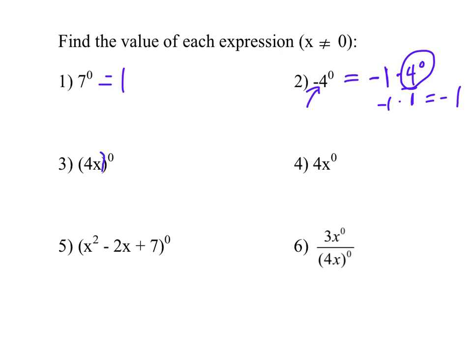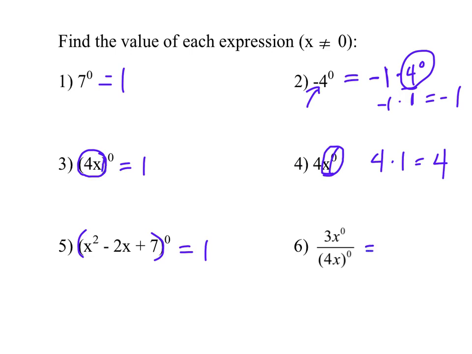So this is what I'm saying. These parentheses here combine the whole thing so that the whole thing is being raised to the 0 power. So the whole thing raised to the 0 power is 1. This one, there's no parentheses, so x is the only thing being raised to the 0 power. So x to the 0 is 1, but that 4 stays 4. This whole thing is grouped with the parentheses, so that whole thing is being raised to the 0 power, so that's 1.